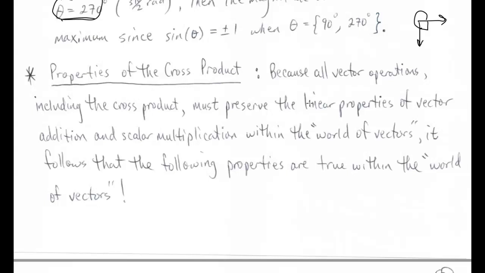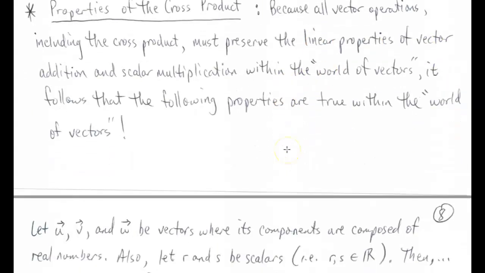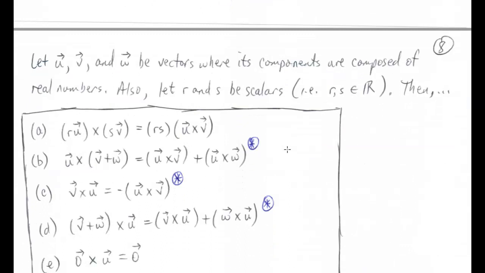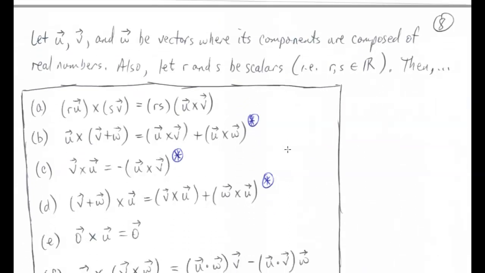Okay, so the cross product is going to be standing on the shoulders of vector addition and scalar multiplication to be able to do its thing. And so it still has to be able to function and still have linear properties here. So what I'm doing here is I'm stating what most textbooks will give you to say, hey, if you're using a cross product, these are the basic rules that the cross product goes by.